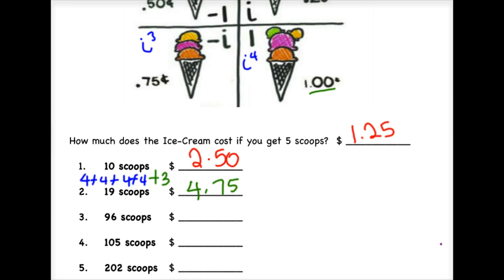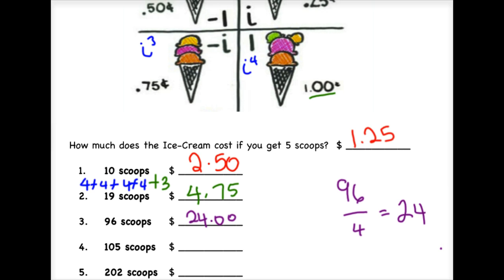Now 96. Another way to do this is to take 96 and divide it by 4. 96 divided by 4 should give you, tell me. If you don't know, I'm not giving you the answer. Check your calculator. 96 divided by 4 is, yeah, of course, 24. And that's a perfect number. There's no remainder, so that means this is going to be $24.